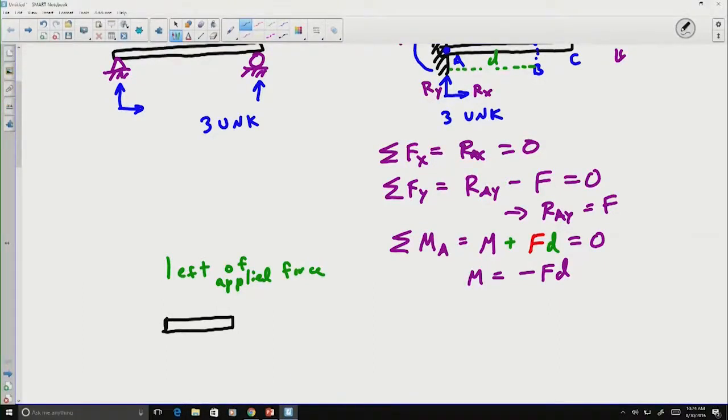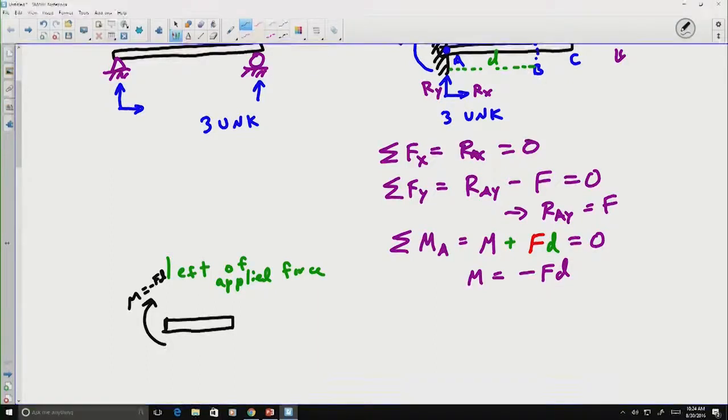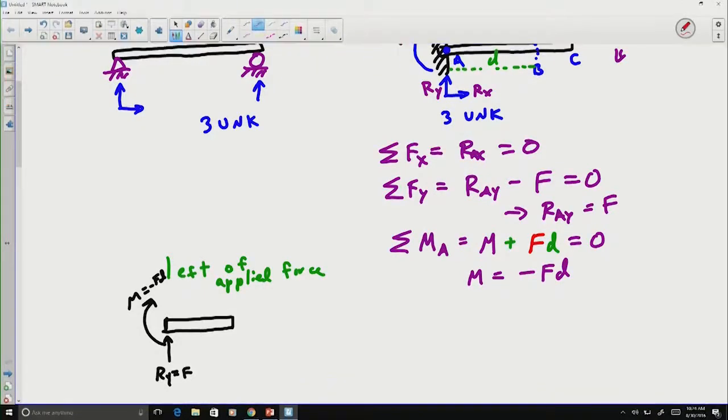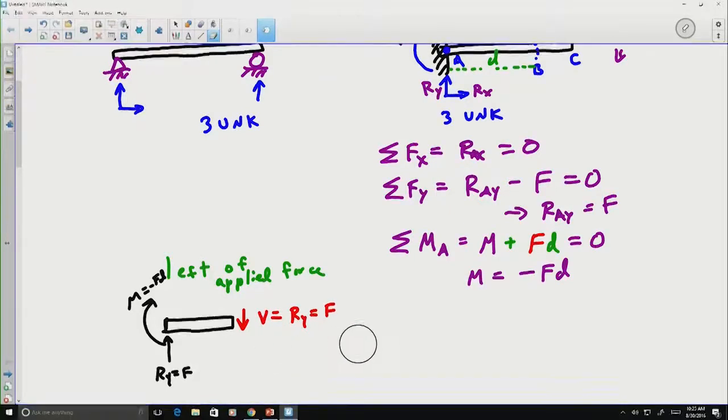Okay, first of all, let's consider what happens with the reactions. Let's apply the reactions. We have this moment that we know is negative FD, so it's actually going in the other direction, but we'll keep the sign conventions we adopted at the beginning. And we also notice that we have a reaction force Y that's equal to F. Well, if we consider the internal reactions that must be happening on that face, we must have a vertical shear value that has to be equal to RY, or actually equal to F in this particular case. Because for the reaction force, we know that RY minus V has to be equal to zero, so those two values must be equal. So we know what our shear has to be at that point.